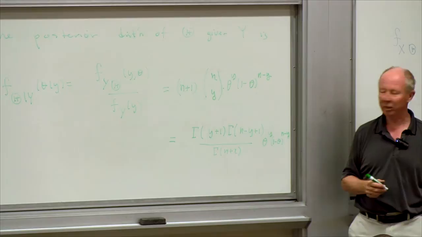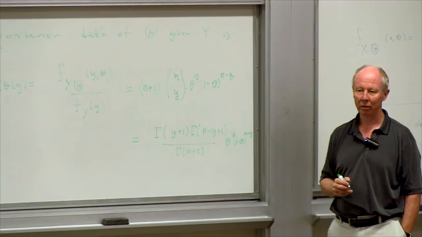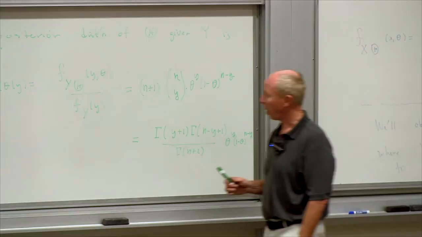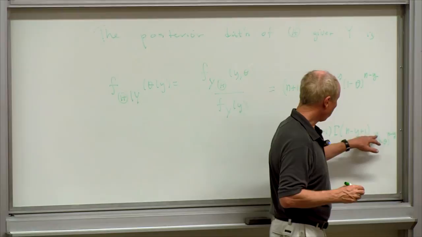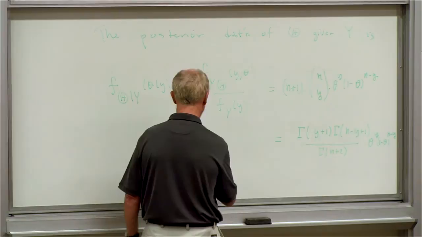So what's the posterior distribution of theta given y? It's a beta distribution. So the probability of heads given the observation of y successes in n tosses would be a beta distribution with parameters a equal y plus 1, b equal n minus y plus 1.